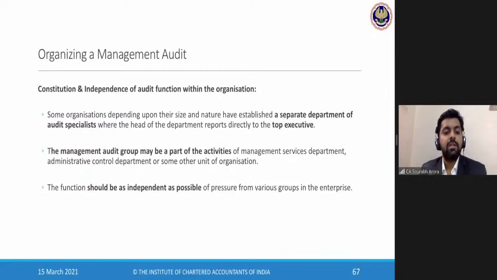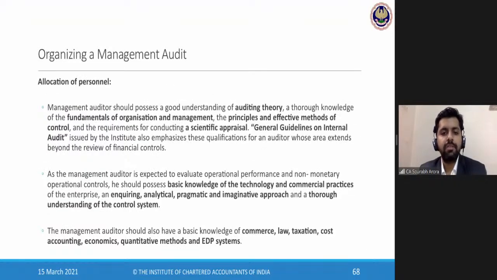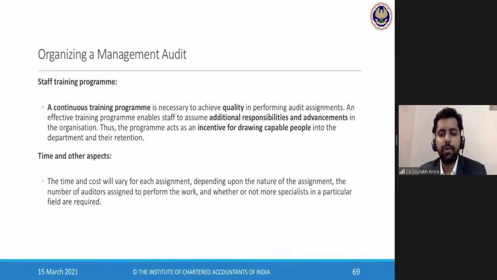Third, the function should be as independent as possible of pressure from various groups in the enterprise. So the independence should be secured. Allocation of personnel: those who should be allocated are people who have good auditing theory. These are all the knowledge points that we have already discussed, that the management auditor should possess. If these criteria are met, you can allocate that personnel to organizing a management audit.